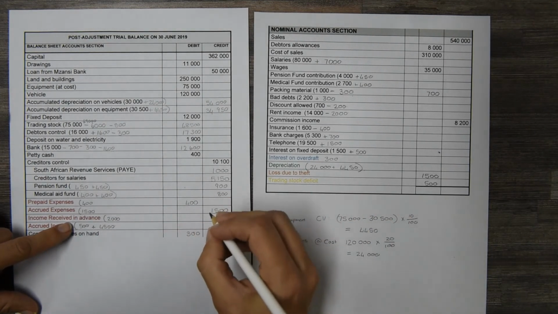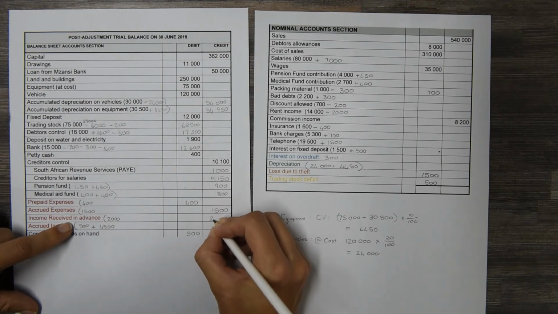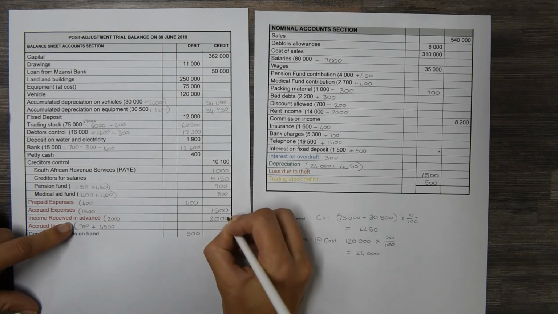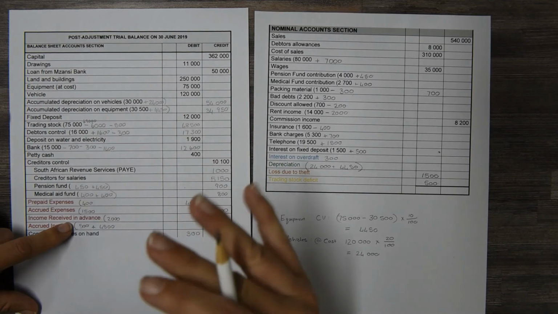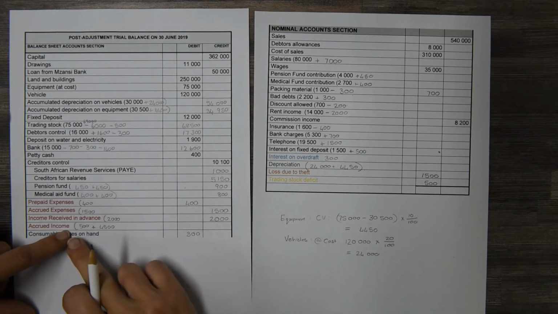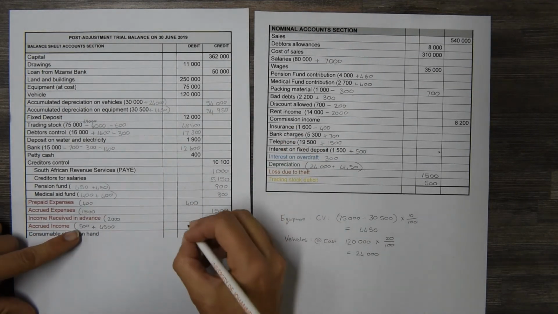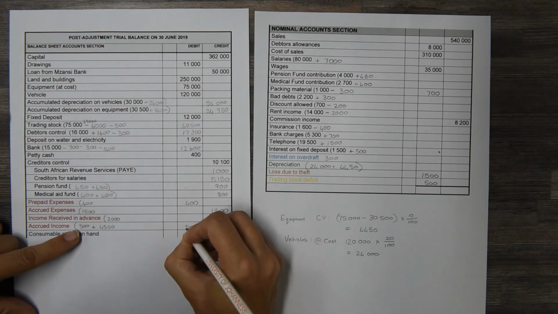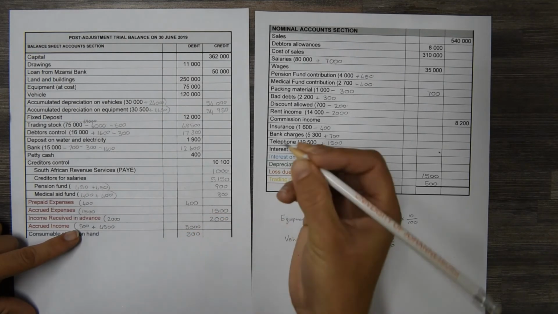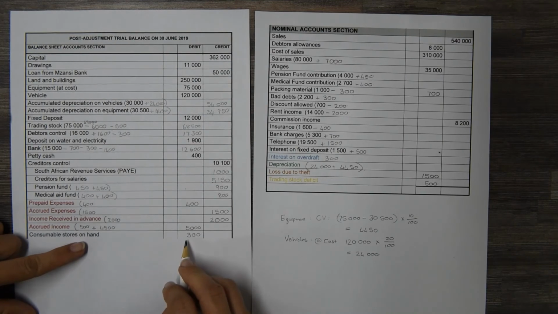Income received in advance is also a liability. I've already received money from somebody. I still owe them a service. Accrued income is an asset because somebody still owes me money. Consumable stores on hand was an asset as well.